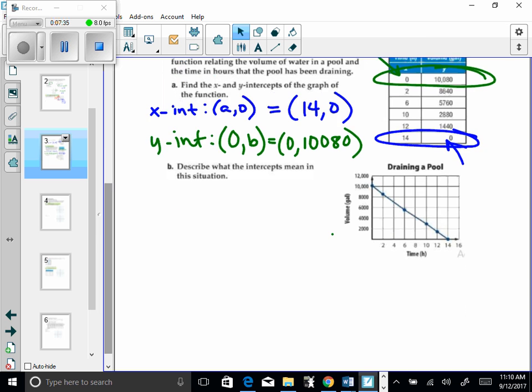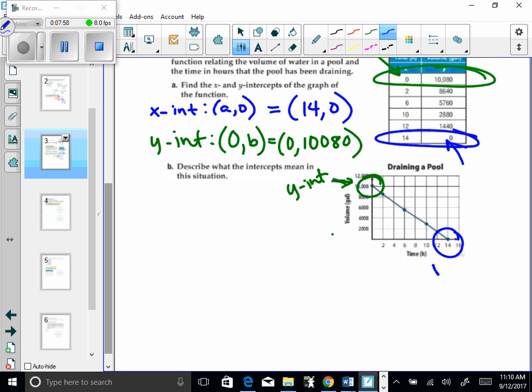Part B, it says describe what the intercept means in this situation. So this is a graph of the T-chart and shows what the pool draining would look like. And so there's our y-intercept. And here's our x-intercept. And we just want to tell what that means.